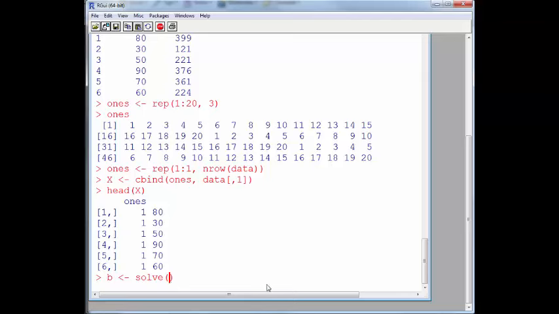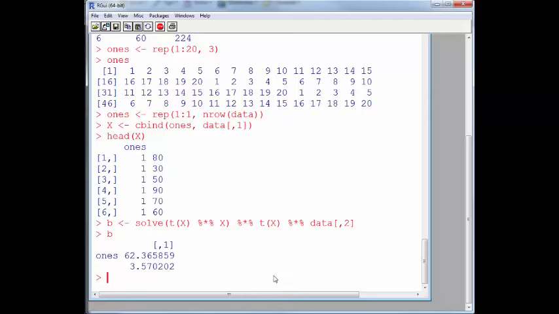I've got X transpose, that's the transpose of X, times X, and then I'm taking the inverse of all of this, and then I want to say times the transpose of X times Y, where Y is the second column in my data set. Okay, there we go. Now if I just take a look at b, there we go.